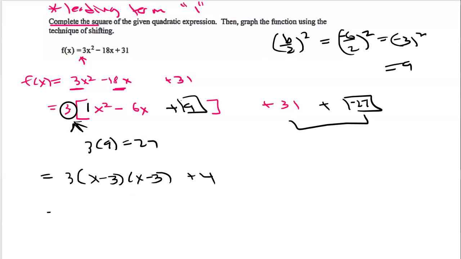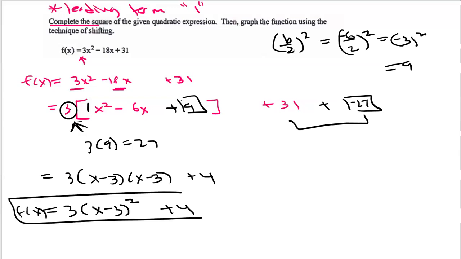So if I were to rewrite this, I'll have 3 times x minus 3 to the second power plus 4. So this is going to be our f of x. Again, if we were to graph this, I'm going to go to the right 3 and then up 4. And then again, we still have a positive here, so that means we're going to have a happy parabola.